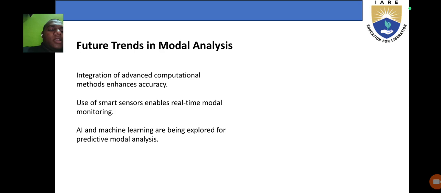Future trends in modal analysis. Integration of advanced computational methods enhances accuracy. Use of smart sensors enables real-time modal monitoring. AI and machine learning are being explored for predictive modal analysis.